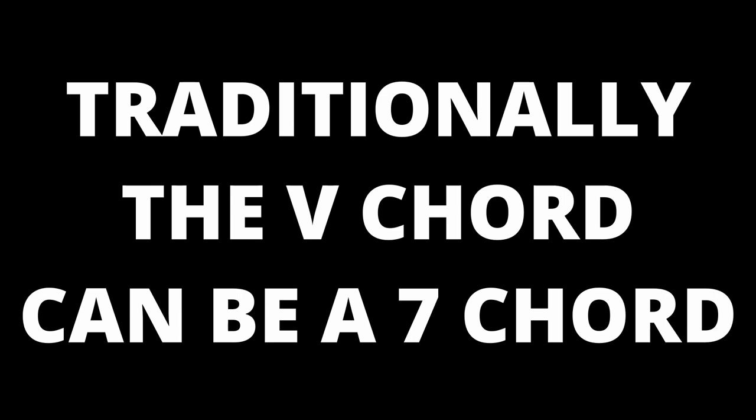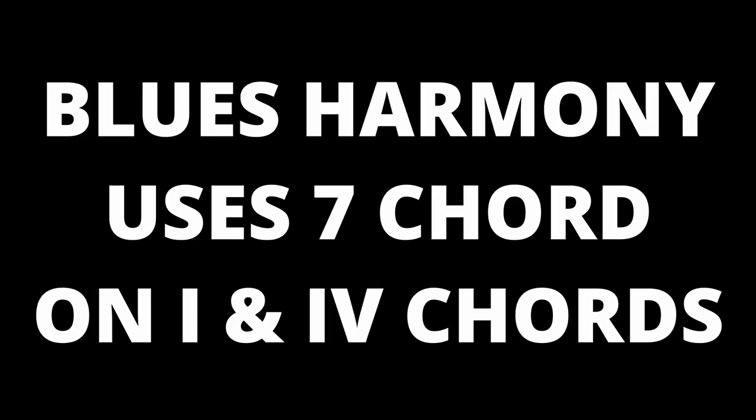In traditional harmony, there is only one of these chords in the key, and it is on the 5th note, called the dominant. This explains the name dominant 7. The chord built from this 5th note is the 5 chord. However, because some popular music is based on blues harmony, the dominant 7 chord can also appear as chord 1 and chord 4.